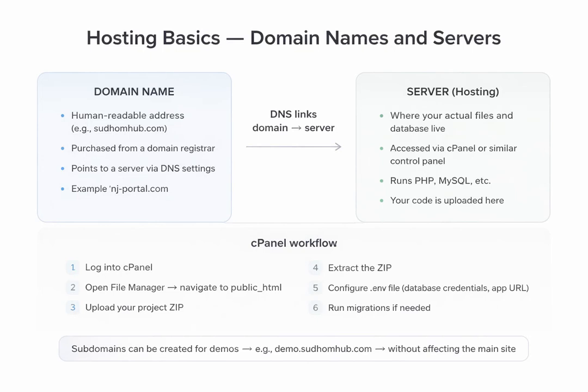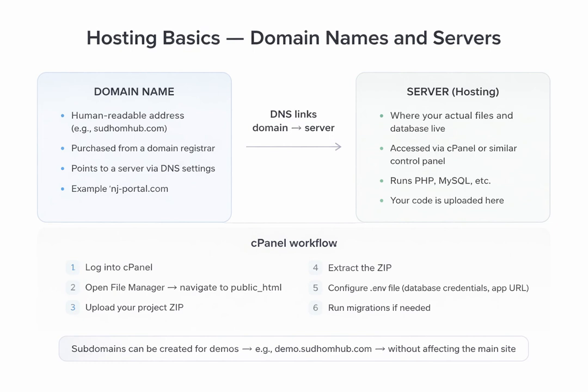At the most fundamental level, hosting a website involves two things: a domain name and a server. The domain name is the human-readable address people type into their browser, like sudamhub.com. The server is the actual computer where your files, your code, and your database live. These two are connected through DNS settings. The domain points to the server's IP address.